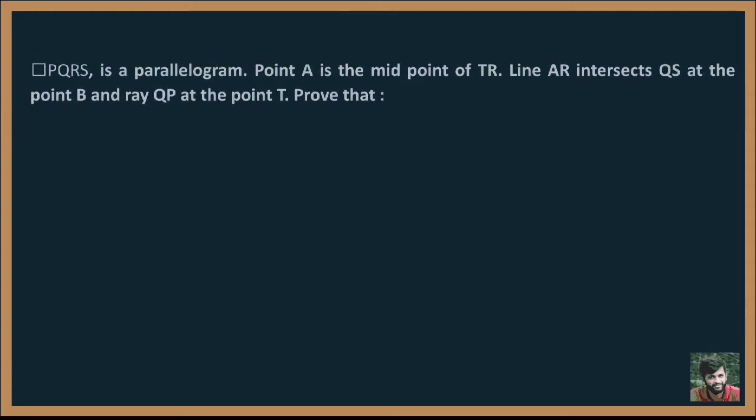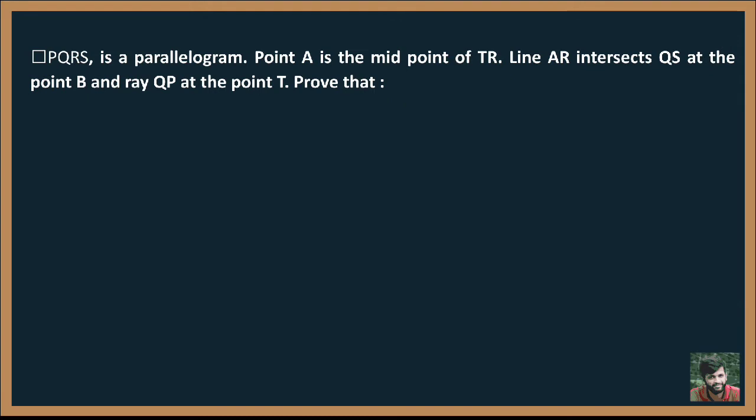Quadrilateral PQRS is a parallelogram. Point A is the midpoint of TR. Line AR intersects QS at the point B and ray QP at the point T. Prove that TB is equal to twice BR. After a long time, you got a question where the proof is very small. So let's see how to go about it.